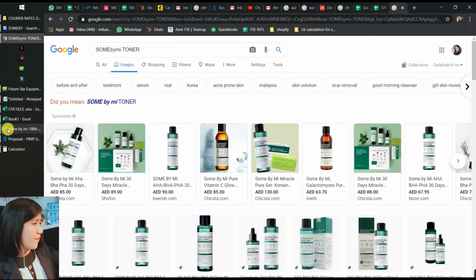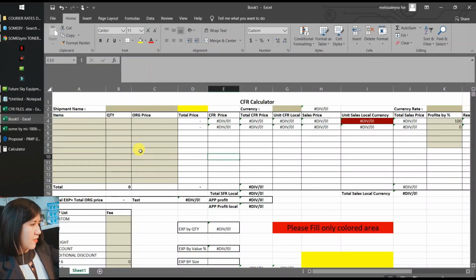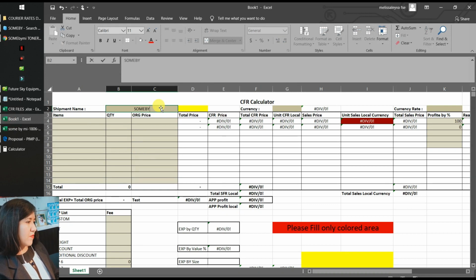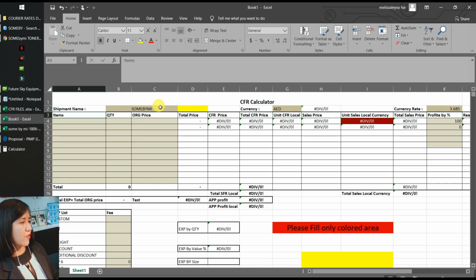Now, let's go to my CFR file. We're going to calculate the CFR price for Some By Mi. The currency will be AED since we are here in UAE, Dubai. The conversion rate from USD to AED is 3.685. I'm putting all the information that's needed to calculate the CFR for the Some By Mi toner.